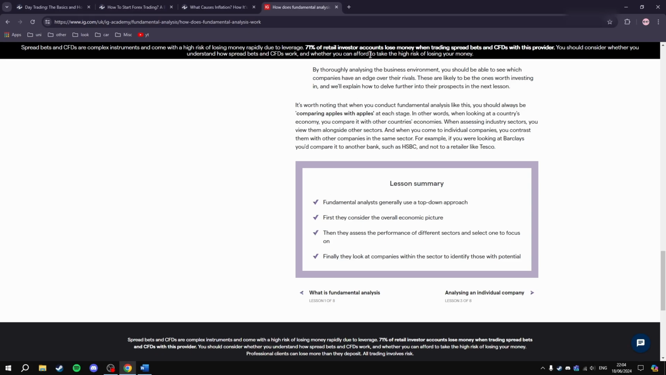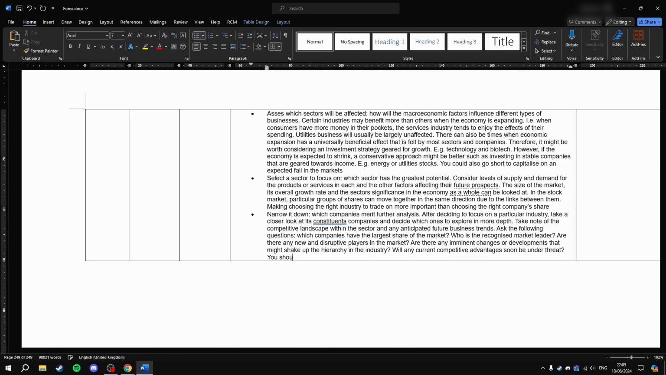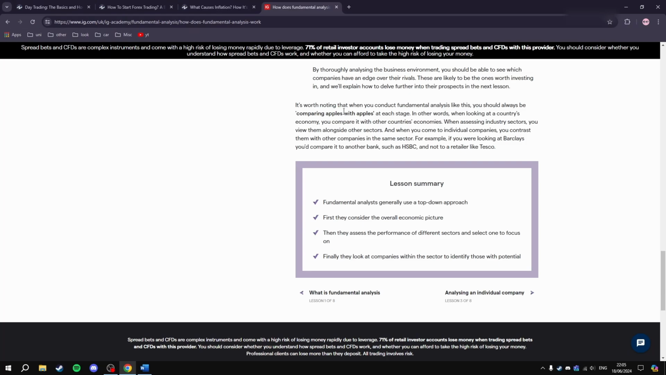edge over their rivals. These are likely to be the ones worth investing in, and we'll explain how to delve further into their prospects in the next lesson.